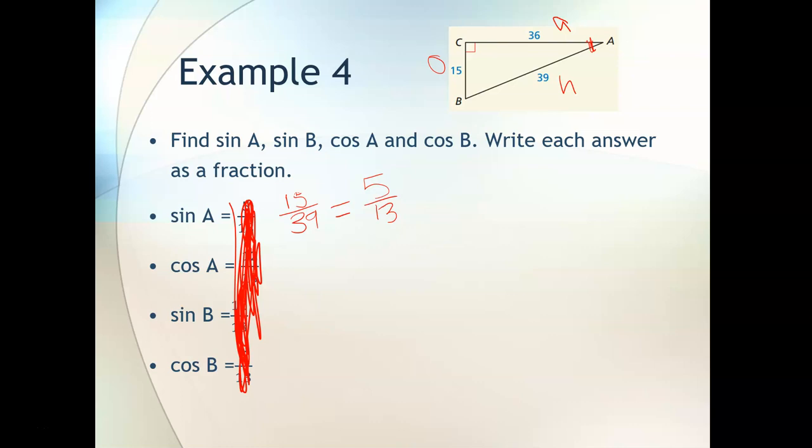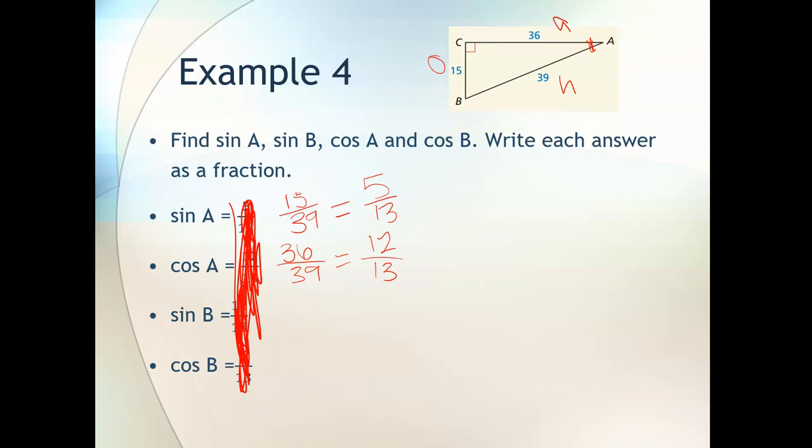Okay. Cosine is adjacent over hypotenuse. So what's my adjacent side? 36. And my hypotenuse is? Can I simplify these numbers? Yes. What number divides both 36 and 39? 3. What is 36 divided by 3? And 39? Okay. Questions on sine or cosine of A?